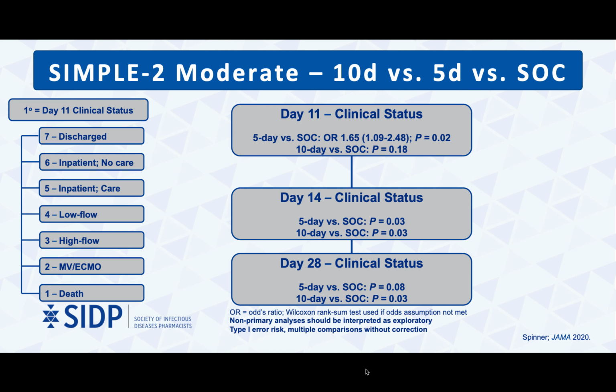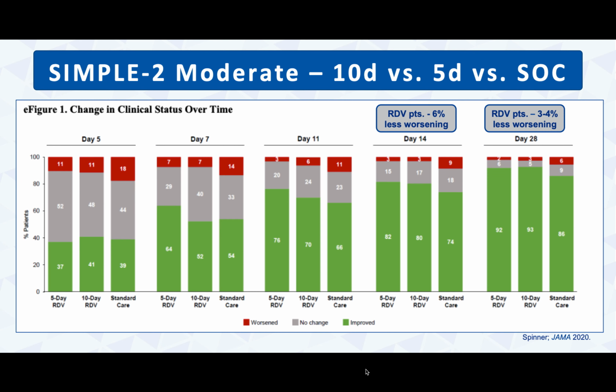It is important to note that non-primary analyses should be interpreted as exploratory due to the increased type 1 error risk from performing multiple comparisons without corrections. In this low severity cohort, the prevention of disease progression is one of the most useful pieces of information. This figure depicts changes in clinical status from baseline at various time points, with green at the bottom showing improvement, gray in the middle for no change, and then red at the top for worsening clinical status.